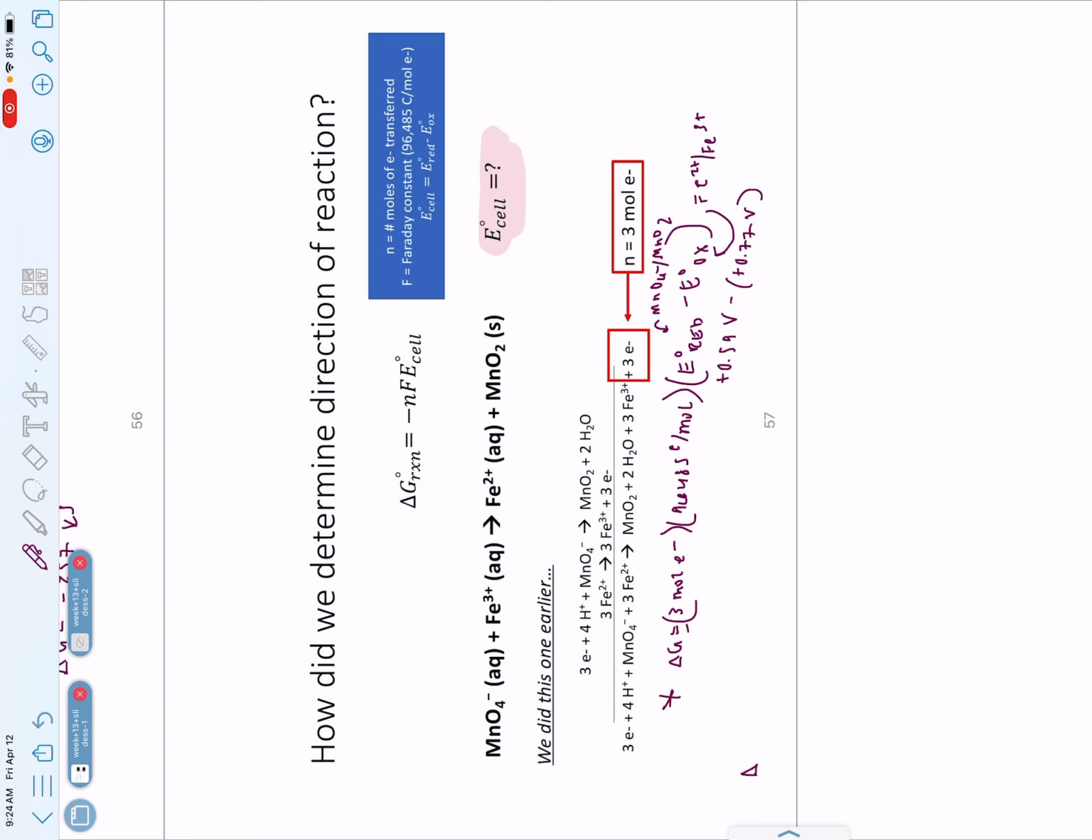Again, when we calculate the difference between the levels, how far apart they are, E0 doesn't care about the size. But in order to get to delta G, we need to introduce scale. How many times does this reaction happen in order to make it work? All right, negative 3 moles of electrons, 96,485 coulombs per mole of electrons, times negative 0.18 volts.